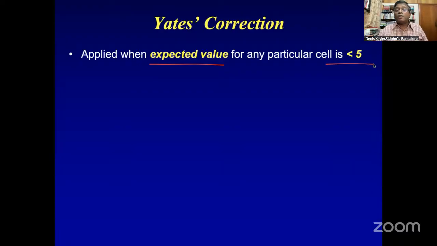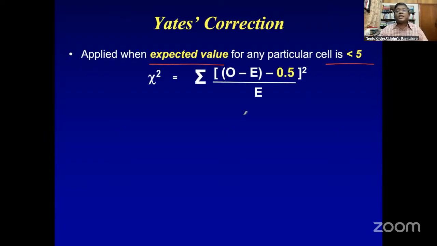Now the software will tell you that one or more cells have an expected value less than 5. Therefore, it recommends to use the correction, the p value that you get from the correction. The correction is very simple. You remember this formula, right? This formula.